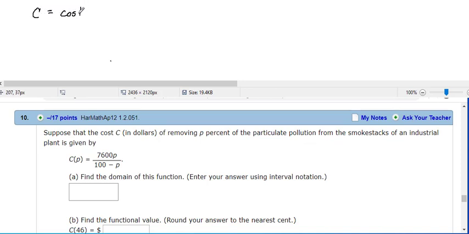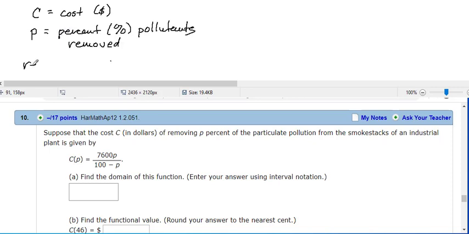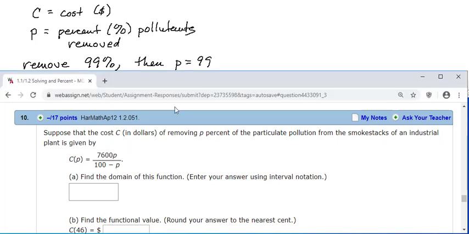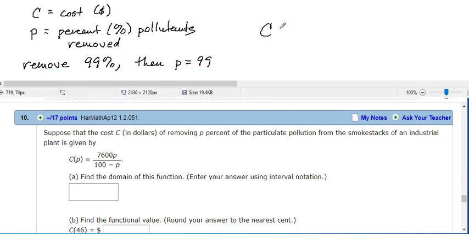C is the cost. It's measured in dollars, and it's of removing P% of a particulate pollution. So P is a percent. So if you remove 99%, then P would be 99, because we're measuring it in percent, not in decimals. And then they give you a formula that interrelates those two. So cost is 7600 P over 100 minus P. Find the domain of the function in interval notation.